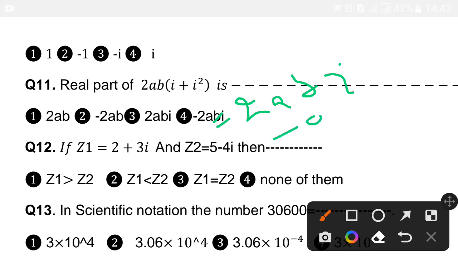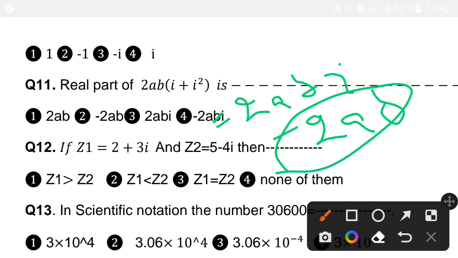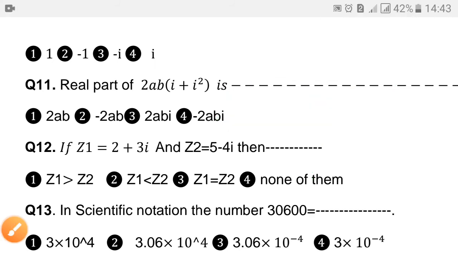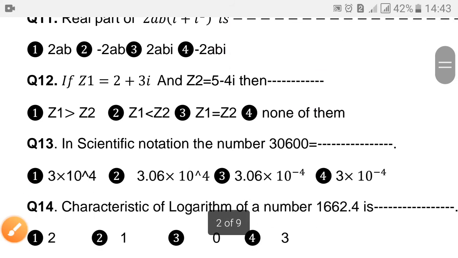minus 1, so it gives us minus 2ab. So minus 2ab, in this part we have no imaginary number, and in the first part, 2ab iota, we have the imaginary iota. So the second part is the real part, which is minus 2ab. So minus 2ab, which is the second option, is the real part of the given complex number.